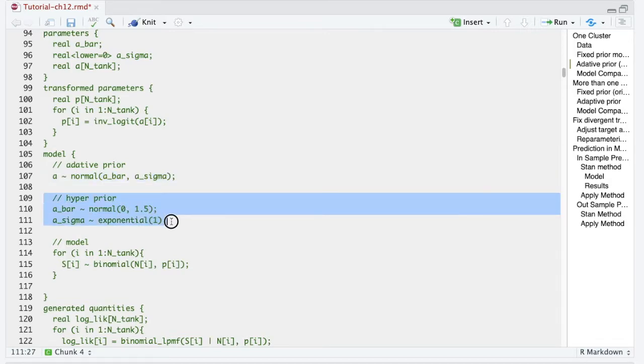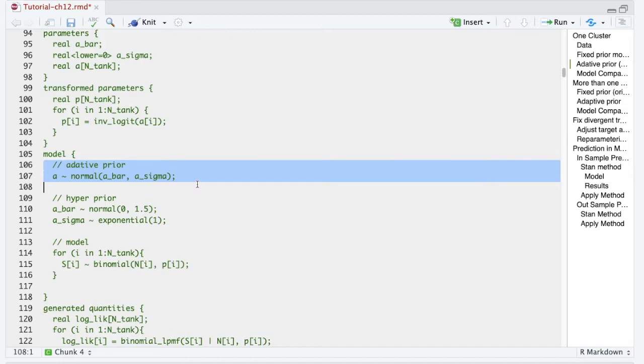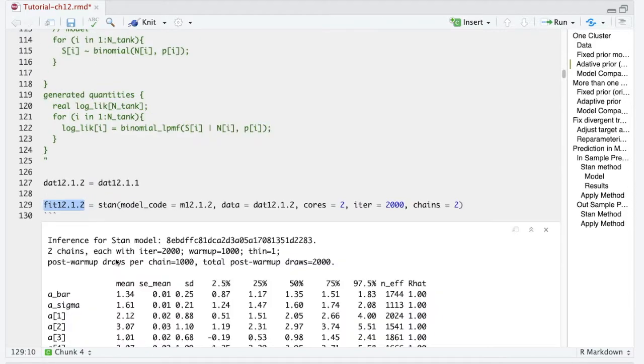To sum up, the hyperprior level will be influenced by all the data, and the adaptive prior, or you can say the second-level prior for individual tanks, will be altered by all the information here, but not directly. So this is the key concept of using a multi-level model. And because the prior distribution for A will be changed according to what the data looks like, it's also called adaptive prior.